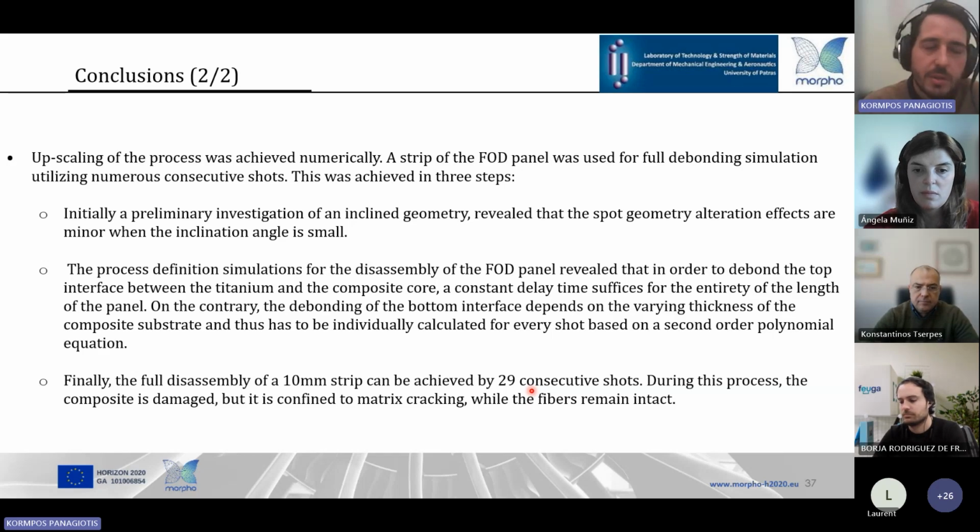Finally, the full disassembly of a 10 mm strip can be achieved by 29 consecutive shots, and during this process the composite is damaged, but it is confined to matrix cracking only, while the fibers remain intact.